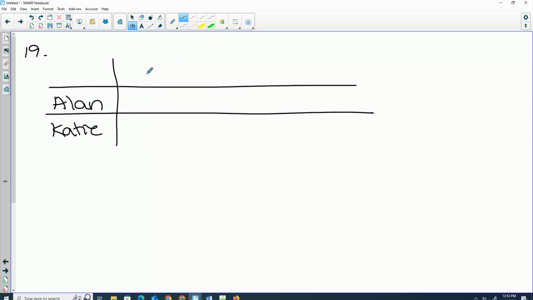What formula goes across the top? So they are leaving home at the same time. They're leaving from here and jogging different directions. One's going this way, one's going that way. All right, Alan travels at a rate that's 2 miles per hour faster than Katie.